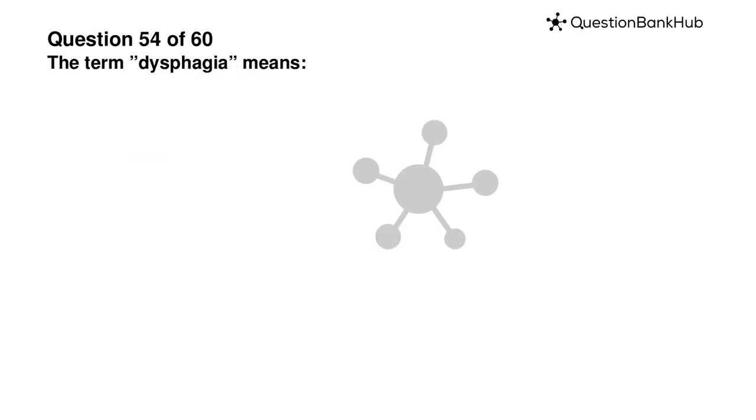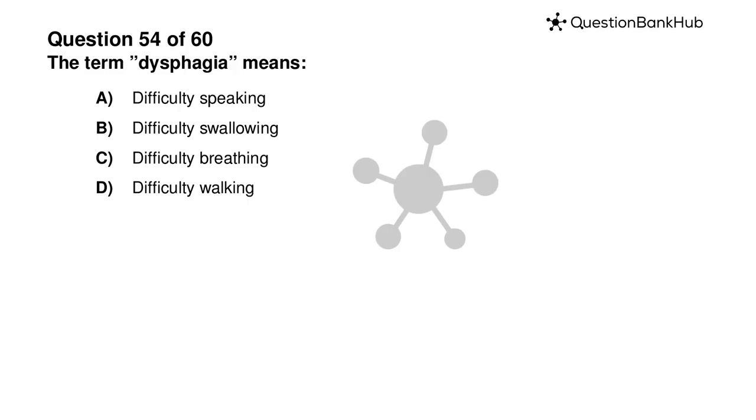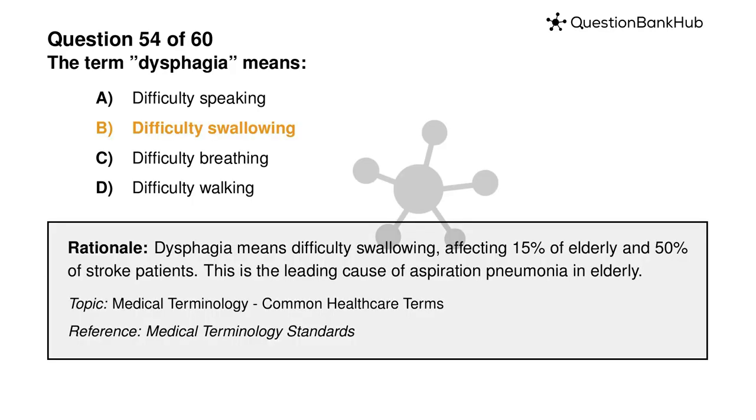Question 54. The term dysphagia means: A. Difficulty speaking. B. Difficulty swallowing. C. Difficulty breathing. D. Difficulty walking. The correct answer is B. Difficulty swallowing. Dysphagia means difficulty swallowing, affecting 15% of elderly and 50% of stroke patients. This is the leading cause of aspiration pneumonia in elderly.